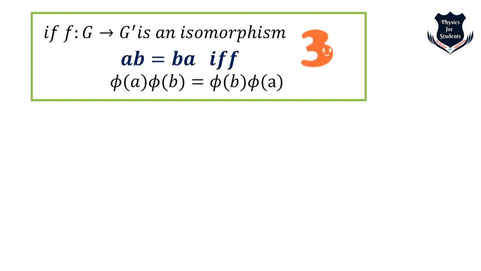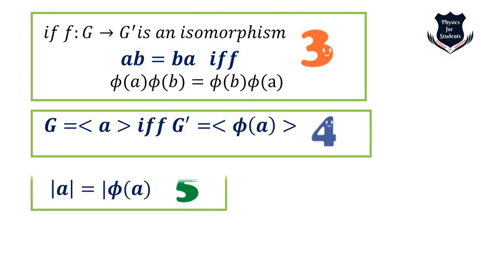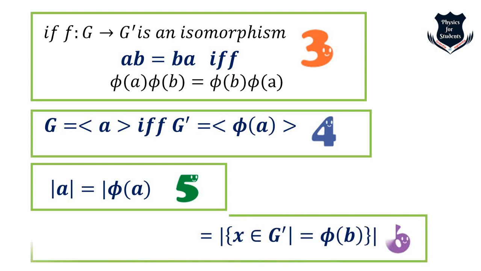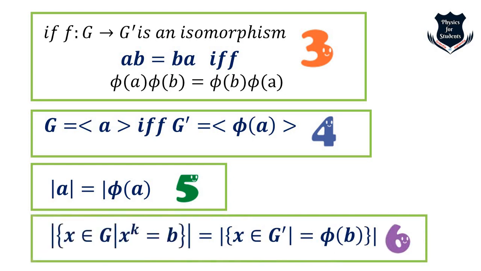If this is one, so AB equals BA only if phi(A) phi(B) equals phi(B) phi(A). We get this, we get this, and we get this. Right. So these are certain important things without which the topic of isomorphism would be incomplete. So I just thought to go through that.